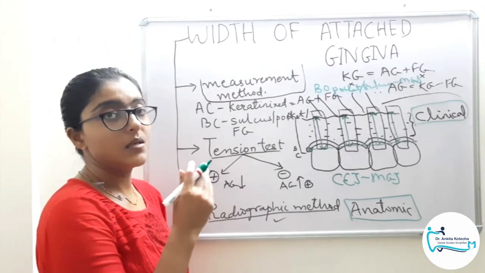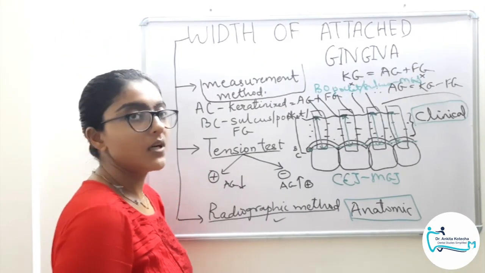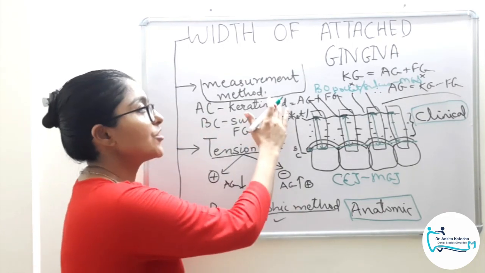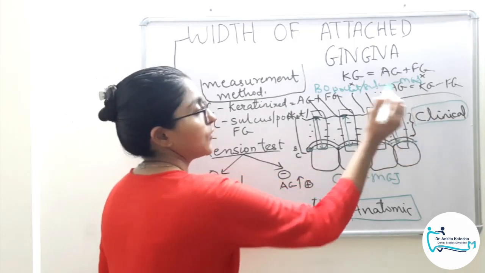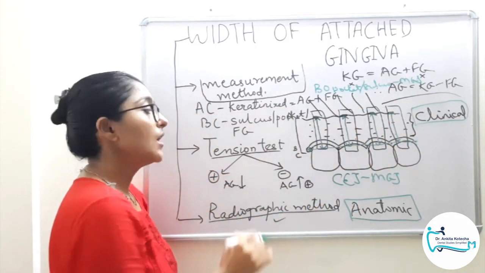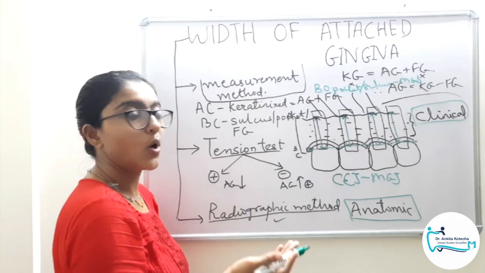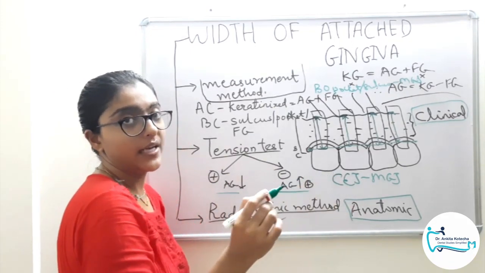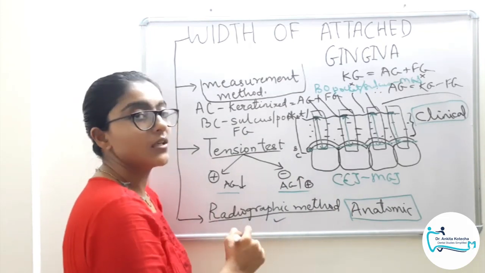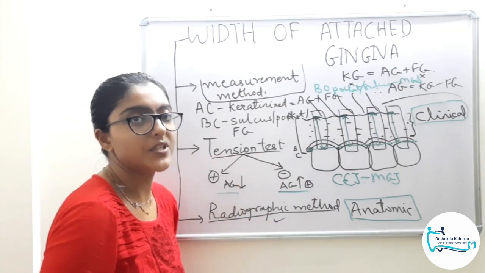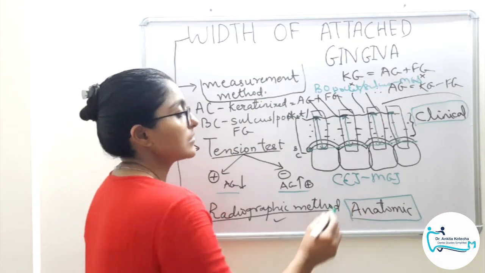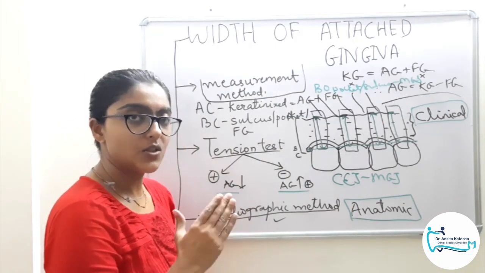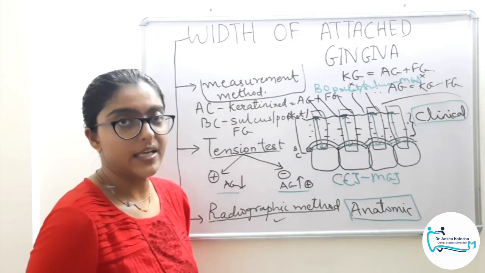So, to summarize the methods to measure the width of attached gingiva, three methods: measurement method, tension test and radiographic method. Measurement method gives us the answer in form of clinical width of attached gingiva. Tension test gives us the answer in form of whether there is insufficient or sufficient width of attached gingiva. And radiographic method, which is outdated and of historical perspective presently, gives us the answer in form of anatomic width of attached gingiva. So this completes the topic how to measure the width of attached gingiva.